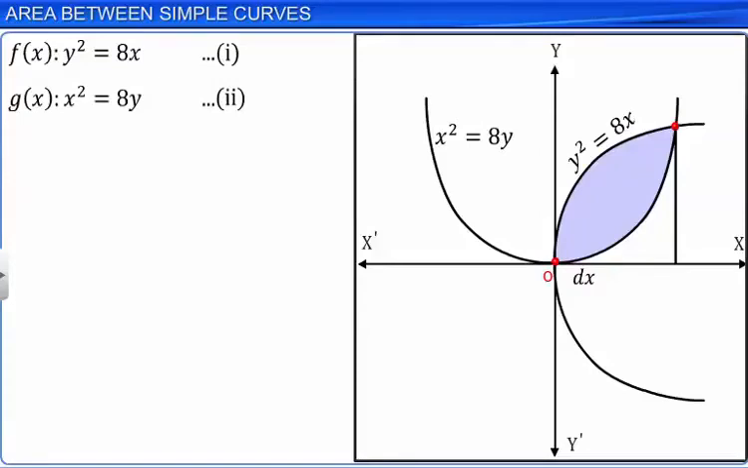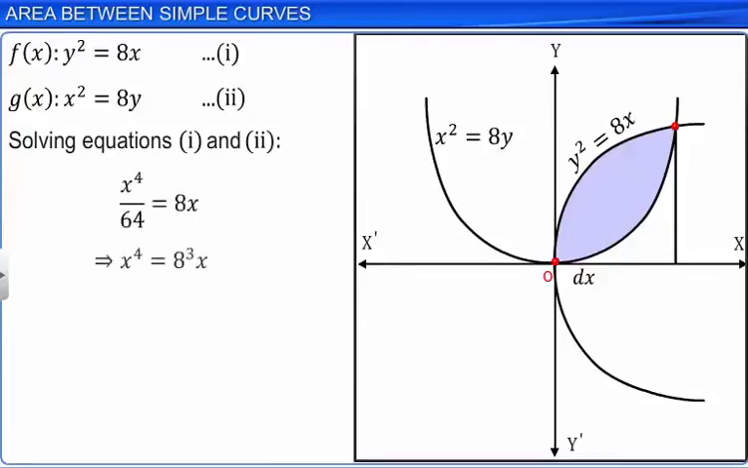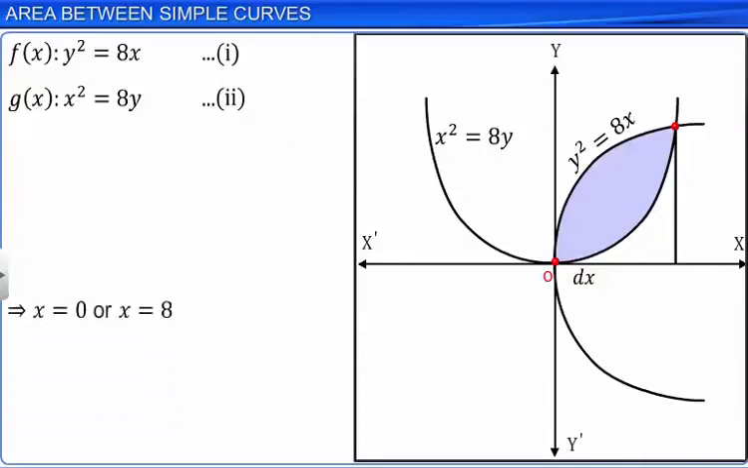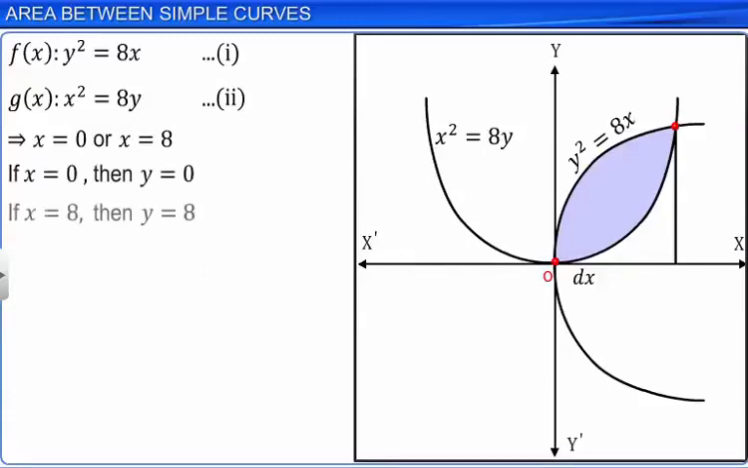On solving, we get x is equal to 0 or x is equal to 8. Substituting in either f of x or g of x, we get the points of intersection as 0, 0 and 8, 8. Also, from the graph, it is visible that f of x is greater than or equal to g of x between x is equal to 0 and x is equal to 8. This can also be achieved mathematically.